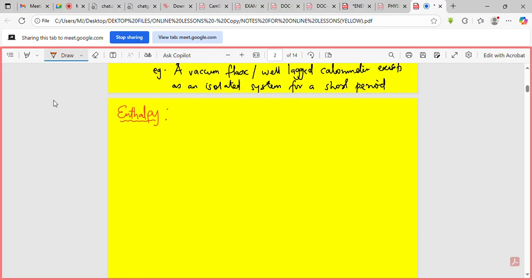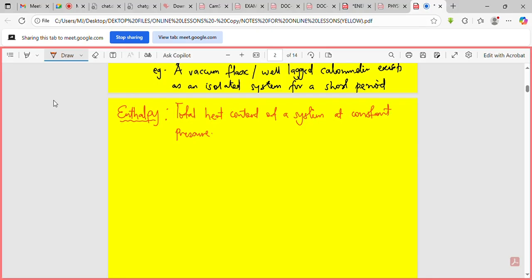So when we say enthalpy, it is defined as the total heat content of a system at constant pressure. The total heat content of a system at constant pressure is known as enthalpy.